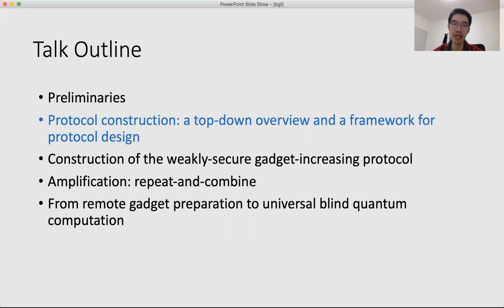So the remaining talk is organized as follows. We'll first give a top-down overview and a framework for protocol design, and then go to the technical details.